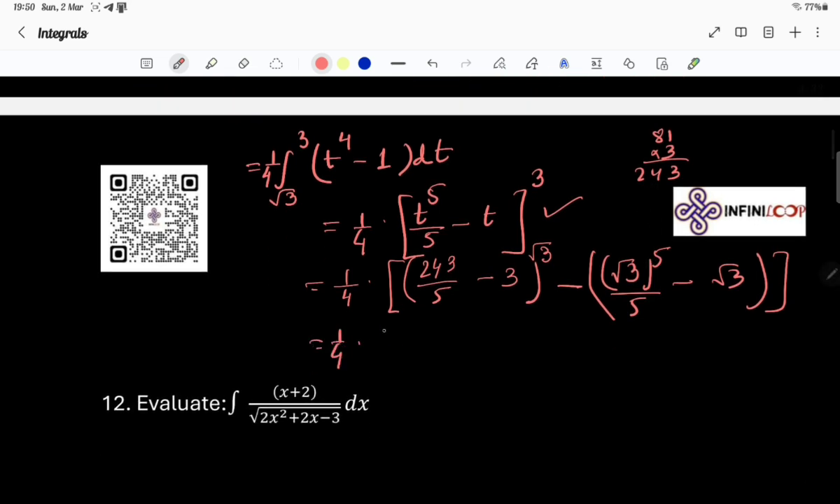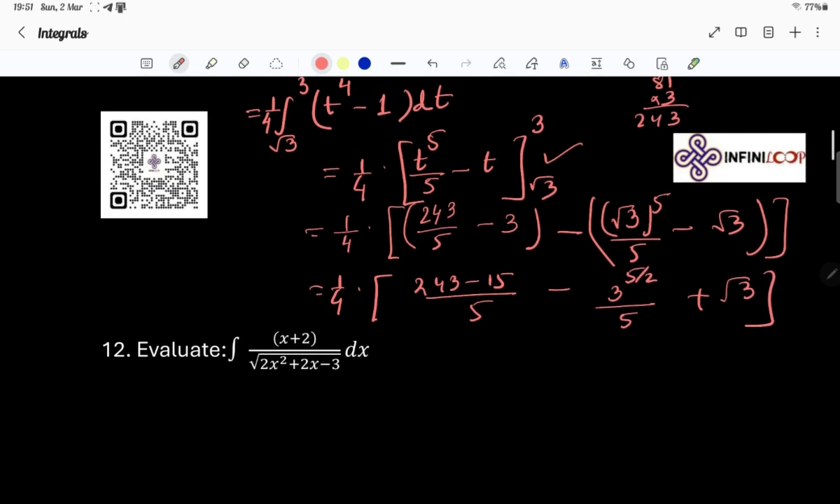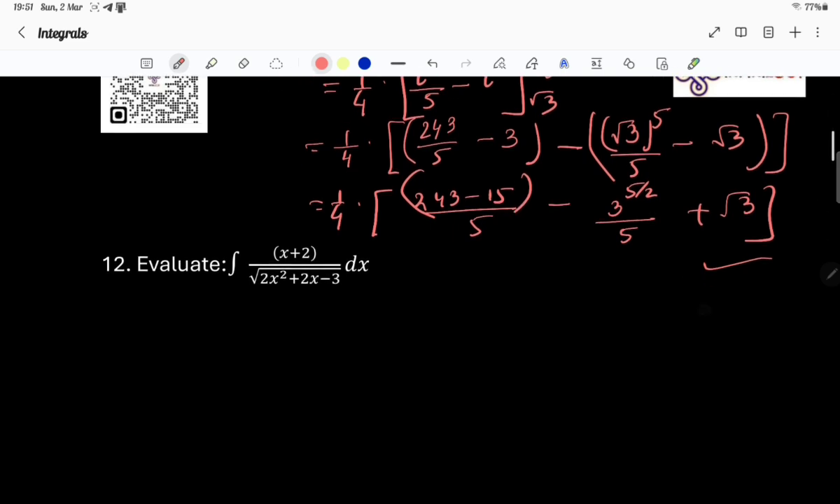So 1 by 4, it is coming as the answer. Write the answer, simplify it, it will come (243 minus 15) by 5, minus, as it is, okay, (root 3 to the power 5) by 5 plus root 3. Write like this only. Since we cannot simplify it, this is the answer, you can simplify here, you can get the answer.